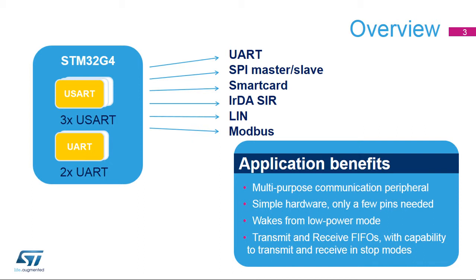Applications making use of the USART benefit from the easy and inexpensive connection between devices, which only requires a few pins. In addition, the USART peripheral is functional in low power modes. It comes with transmit and receive FIFOs, and can transmit and receive in stop modes.